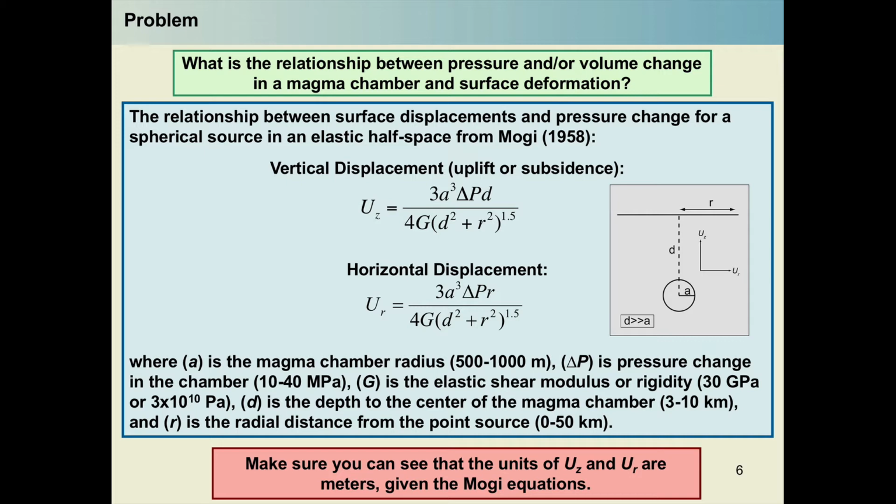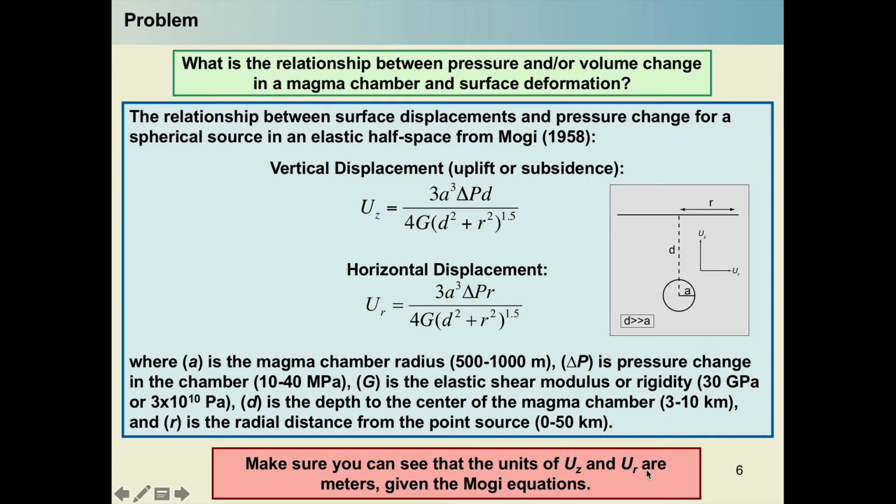G is the elastic shear modulus or rigidity of the crust. This is 30 gigapascals, or 3 times 10 to the 10th pascals. That's a big number. So the crust is really stiff, even though we assume that it behaves elastically. D is the depth to the center of the magma chamber. Typically 3 to 10 kilometers in depth is a range you can measure with geodesy. You can have magma chambers that are deeper, and sometimes you can have them that are even a little shallower. R is the radial distance from the point source. So this would be the radial distance away from the volcano where you can still measure these displacement signals.